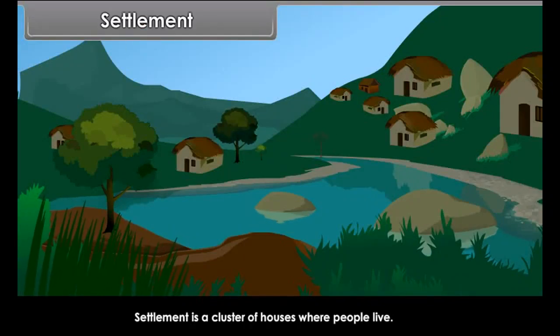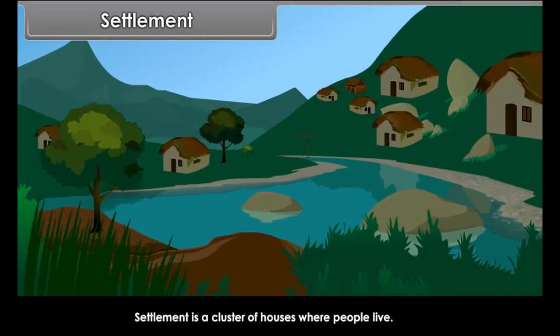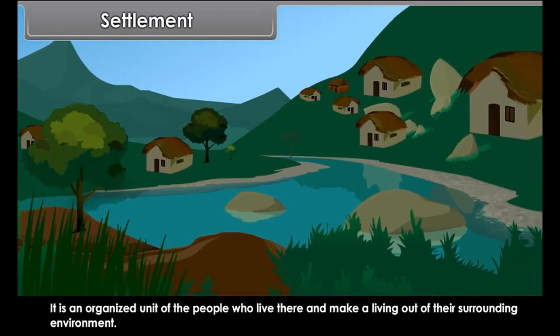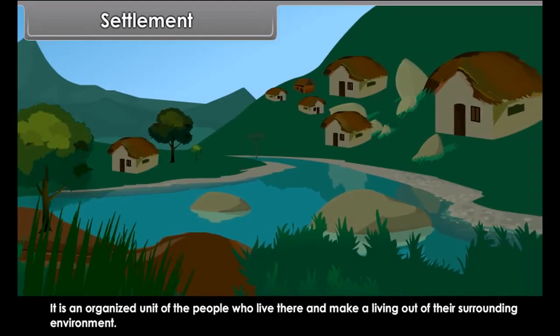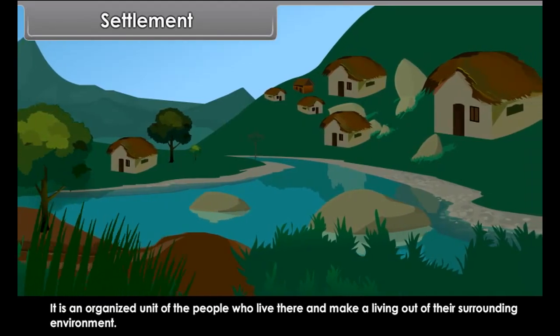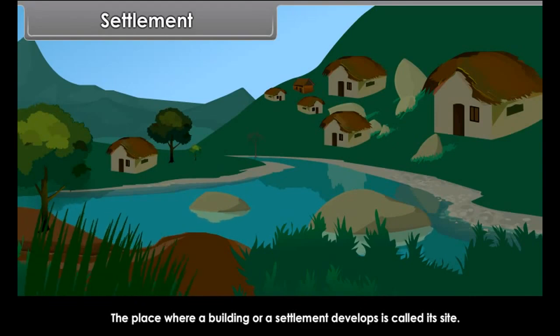Settlement. Settlement is a cluster of houses where people live. It is an organized unit of the people who live there and make a living out of their surrounding environment. The place where a building or a settlement develops is called its site.